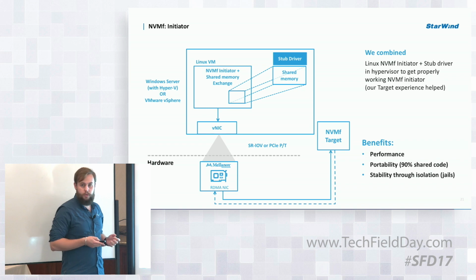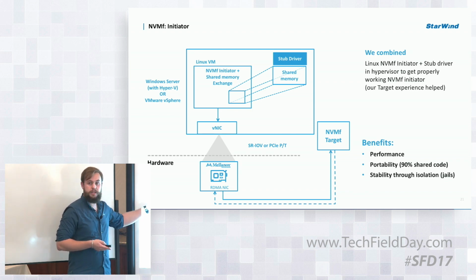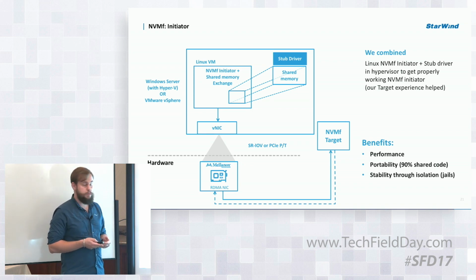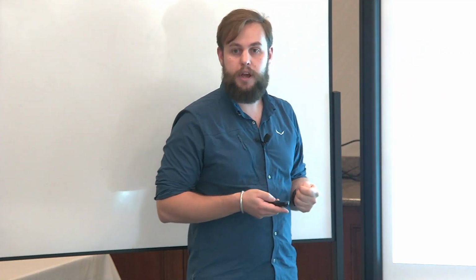First one is performance, because otherwise we just couldn't get the proper performance out of Windows. Second thing is portability. 90% of the code runs in this virtual machine. So in order to port this to vSphere or KVM, well, KVM doesn't really need this at this point. We just need to finish the stub driver, and we'll add vSphere support for that. And another interesting thing is stability. So the stub driver presents itself as an NVMe device? Yeah, and then it works with the shared memory area, and then this goes into the virtual machine running the initiator.